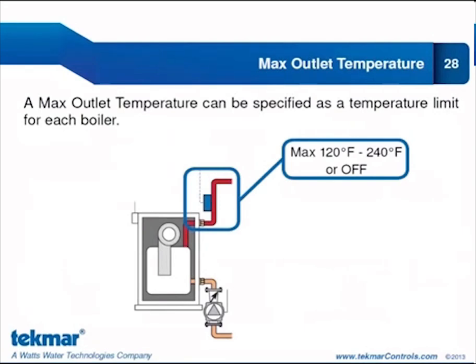Each of the applications we looked at showed all of our boilers having individual boiler outlet sensors. Now, we can use those outlet sensors just to monitor the outlet temperature for each of our boilers, or, new to the 284, we can also use those sensors to act as a limiting device. We can select a maximum outlet temperature for each boiler. The range here is 120 to 240 Fahrenheit. If we don't want to have that limiting, we only want to monitor that boiler outlet temperature, then we can turn this max setting off. But it does give us the opportunity to limit individual boiler temperatures. Fantastic new feature that again sets the 284 apart from the rest.